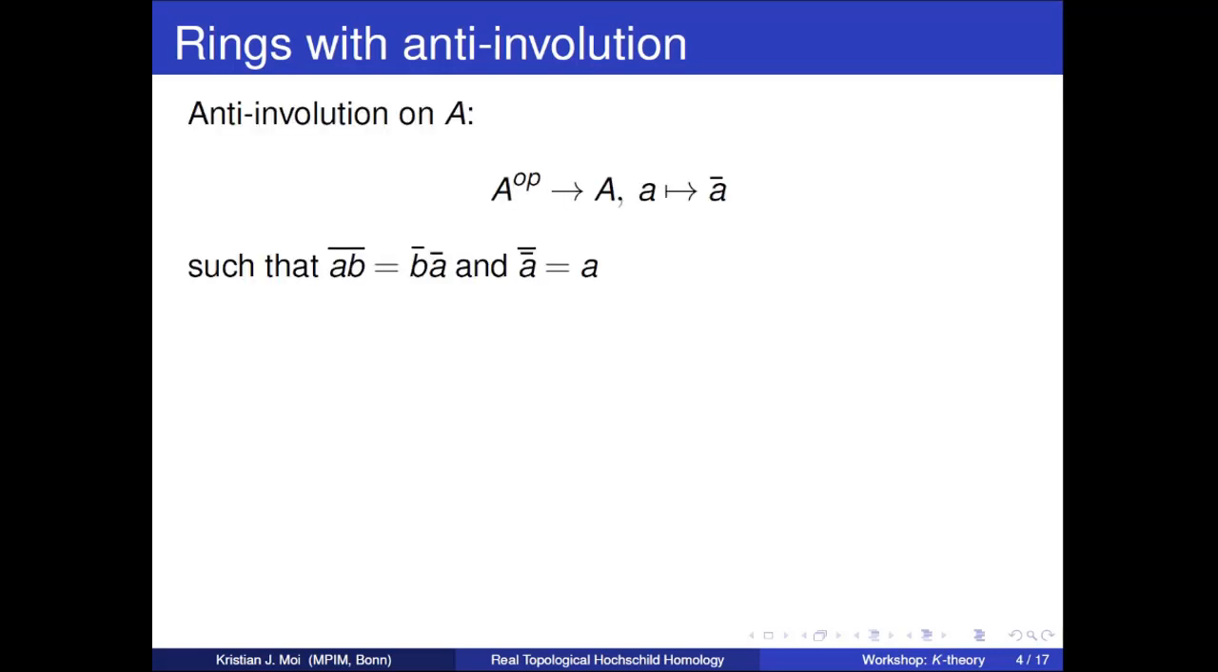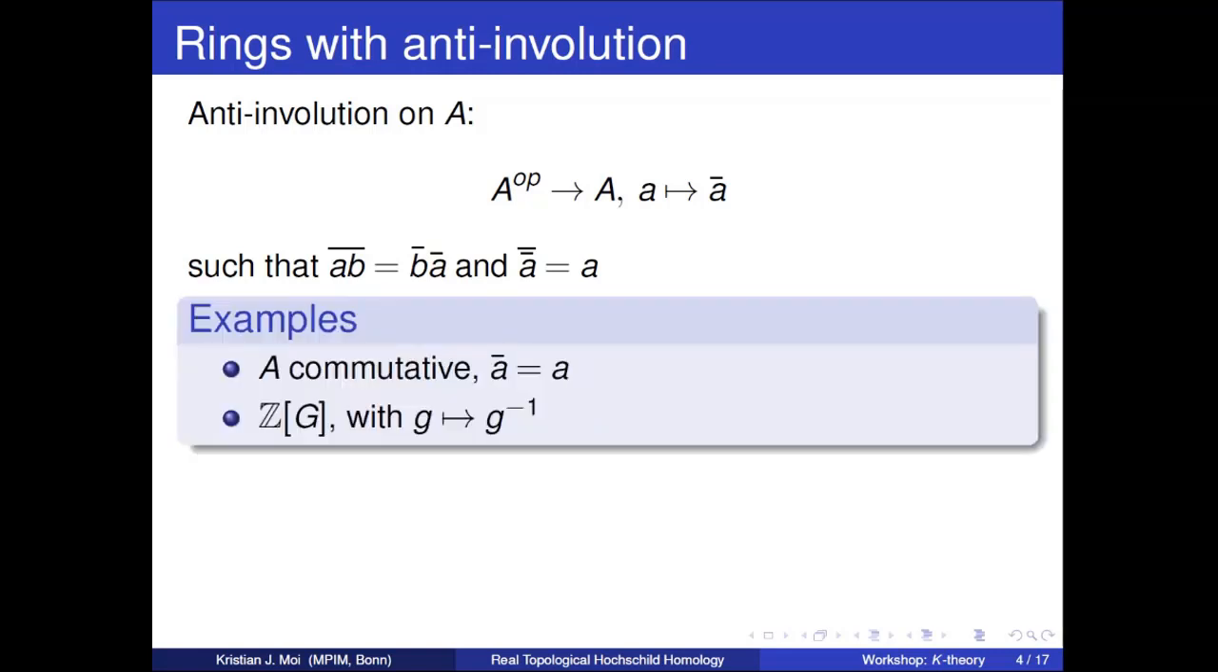So A is still a discrete ring. An anti-involution on it is some map from the opposite ring to A, which means that it reverses the order of multiplication. We write it as just putting a little bar. And so it reverses the order of multiplication, and if you do it twice, it's the identity. Okay, that's the involution part.